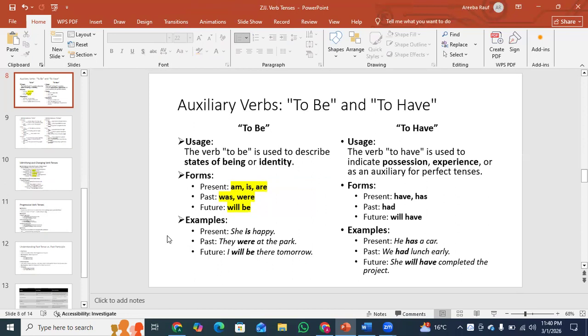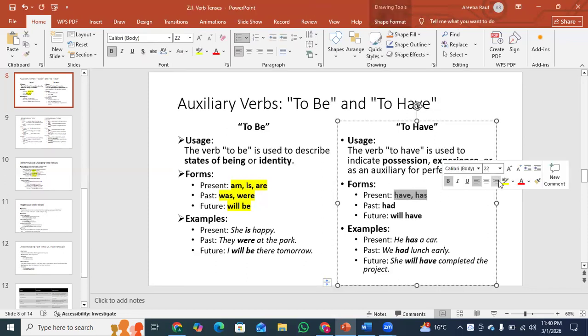Let's discuss the usage of "to have." The verb "to have" is used to indicate possession, experience, and as an auxiliary for the perfect tense. Simply, we can say that "to have" means to own something or to experience something, and it's also used to make perfect tenses. We have formed it in present tense. We use has, have, and in the past we simply use had, and in future we simply use will have.